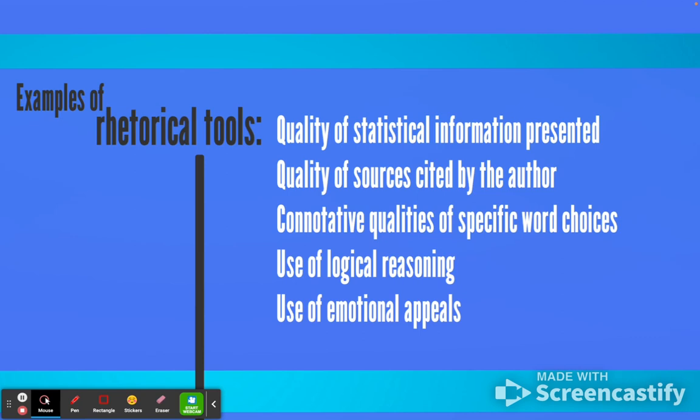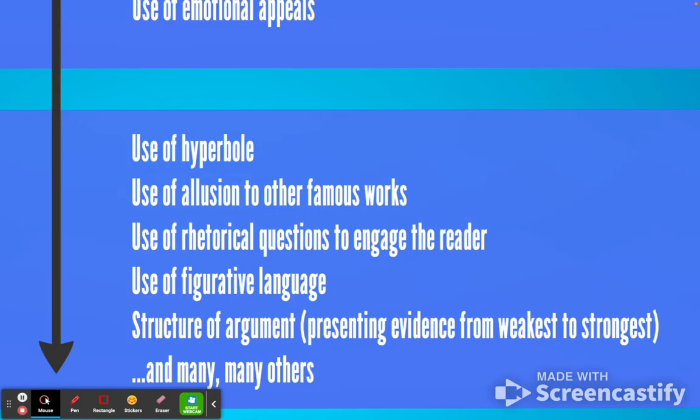So talking about the statistical information presented and its quality, the sources cited by the author and their quality, the connotation of specific word choices, his use of logical reasoning, his use of emotional appeals, his use of hyperbole, or her use, their use of allusion to other famous works, their use of rhetorical questions to engage the reader, their use of figurative language, which could be any piece of figurative language, the structure of the argument.